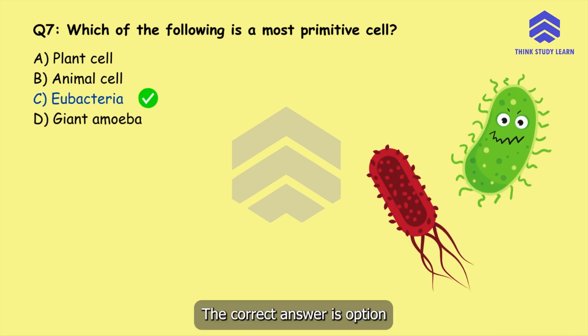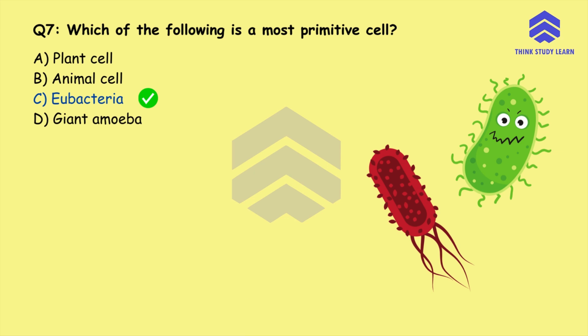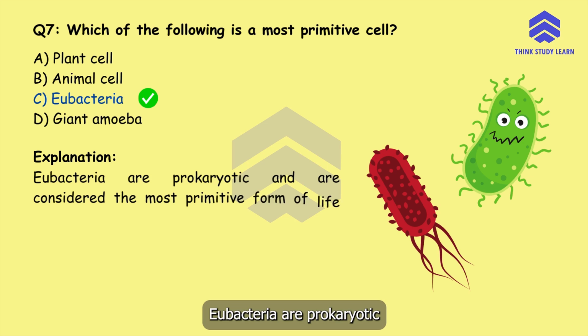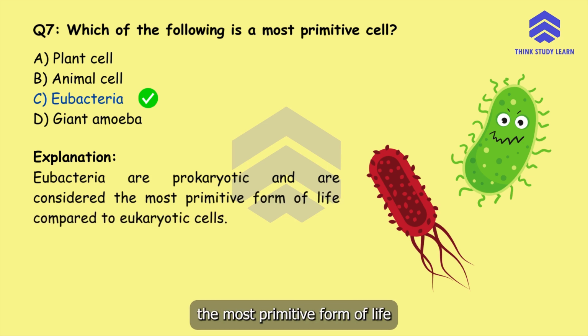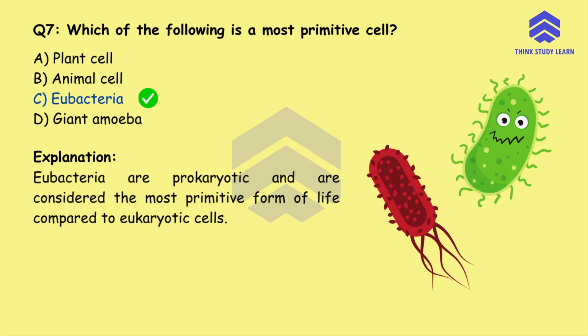The correct answer is option C, eubacteria. Eubacteria are prokaryotic and are considered the most primitive form of life compared to eukaryotic cells.